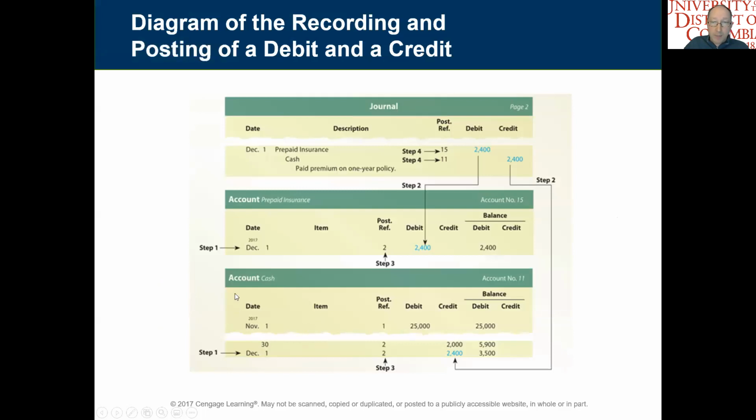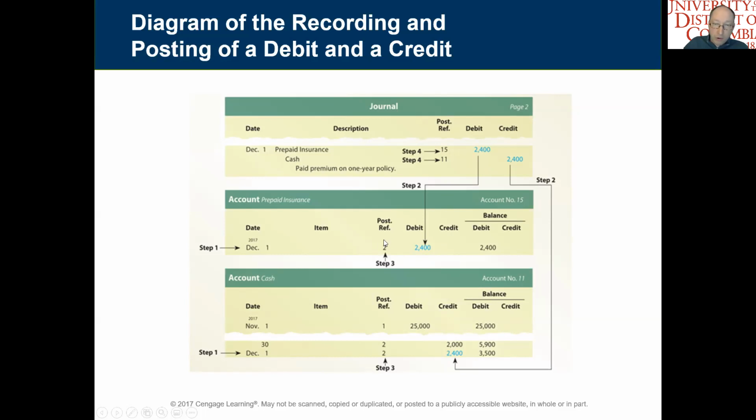This kind of breaks it down step by step. As you can see here, step 1, we recorded the date. Step 2, we recorded the debit and credit accounts and numbers. And then you can see the transference of how it flows, right? How it flows to each respective account. This account is prepaid insurance. The account below is cash. We debit, meaning we increase, the prepaid insurance account. We credit the cash by reducing our cash account.